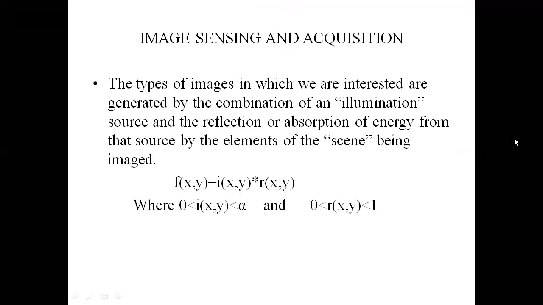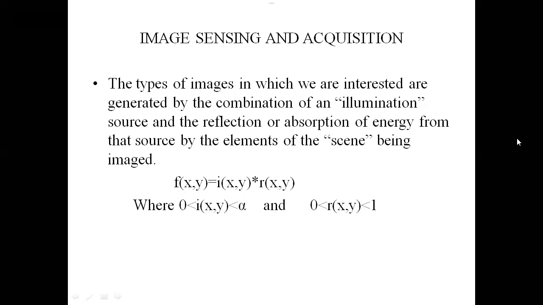If you are taking a monochrome image or a color image, including the frequency, three basic quantities are used to describe the quality of a chromatic light source: radiance, luminance, and brightness. Radiance is defined as the total amount of energy that flows from the light source, and it is measured in watts.